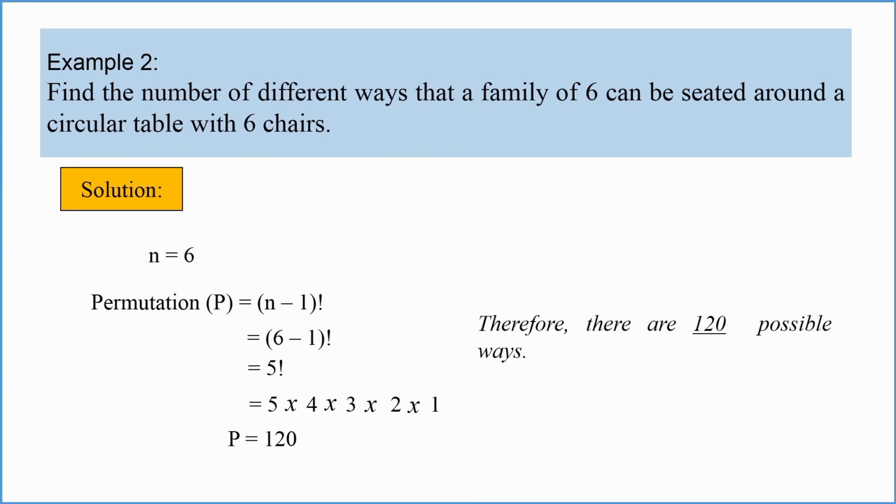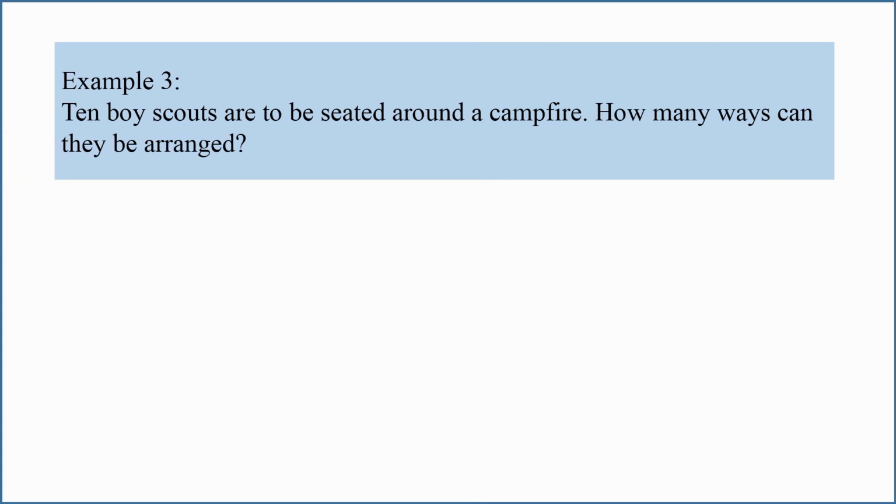Therefore, there are 120 possible ways. Let's take another example. 10 Boy Scouts are to be seated around a campfire. How many ways can they be arranged?